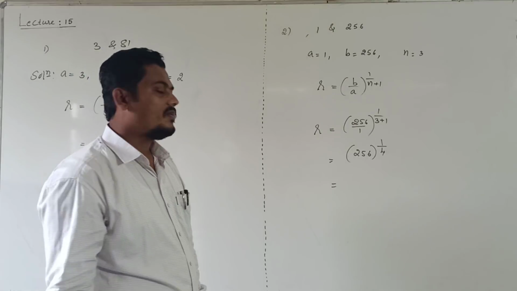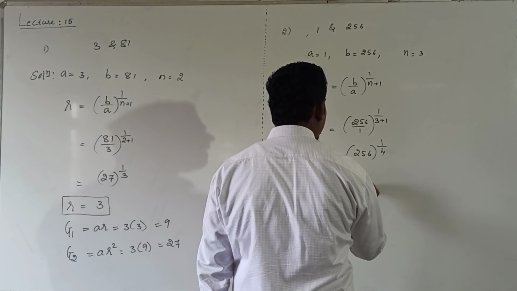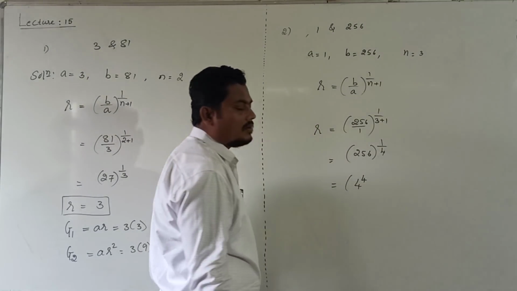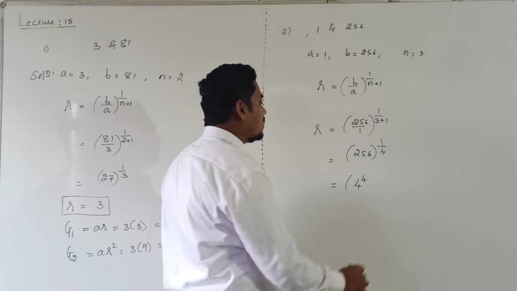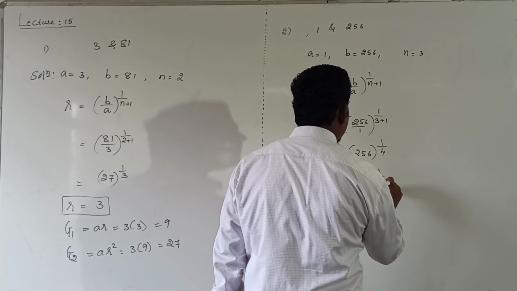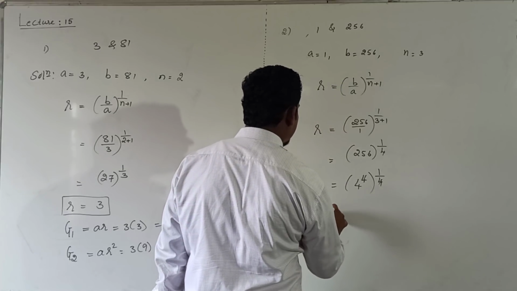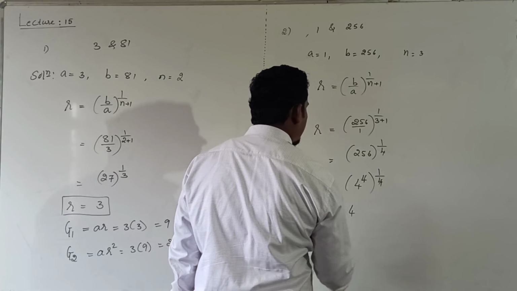Then what is 4 power 5 value? Sorry, 4 power 4 value. I will write 256 as 4 power 4. Whole thing power 1 by 4. Now 4 gets cancelled. We get r is equal to 4.